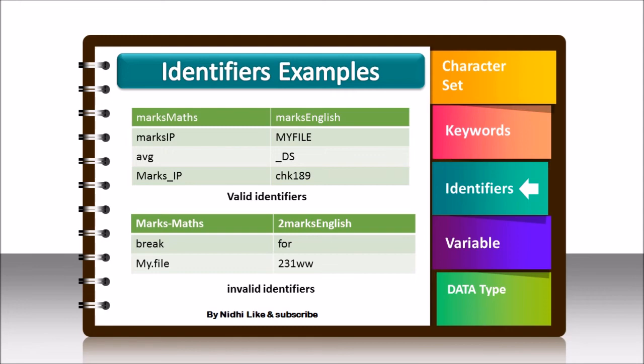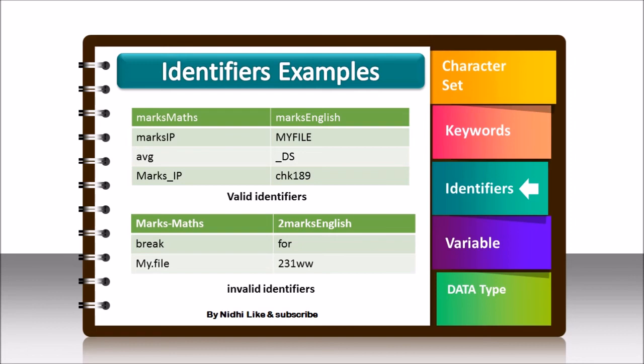Okay, next is my dot file. This dot symbol or period symbol is not allowed in an identifier's name. And 231 ww is also wrong because it starts with a number. So these are invalid identifiers. These types of questions are asked from this chapter, to identify valid or invalid identifiers. For that, you have to memorize or carefully see the keywords table.